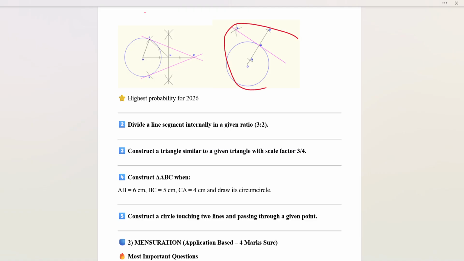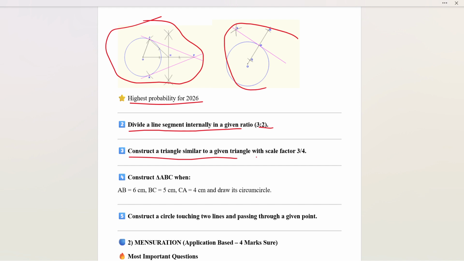You can see 2 diagrams here, or you can prepare from your book also. So that's the question. Here, highest probability for 2026. Next is divide a line segment internally in the given ratio 3:2. Next, construct a triangle similar to a given triangle with a scale factor 3 by 4.